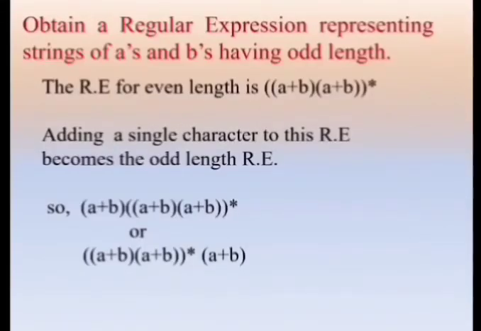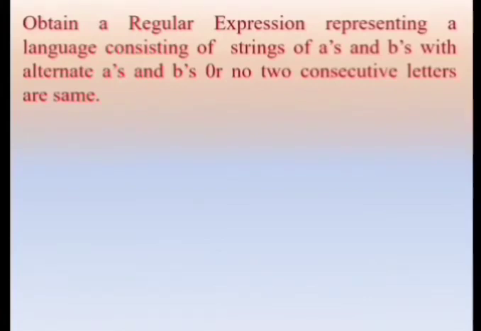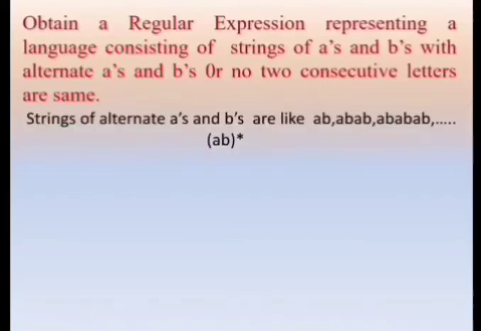One more problem is to obtain a regular expression representing a language consisting of strings of A's and B's with alternate A's and B's, or no two consecutive letters are the same. Strings of alternate A's and B's are like ABABABABAB and so on. So the repeating factor here is AB. For this, the regular expression can be written as (AB) whole star.